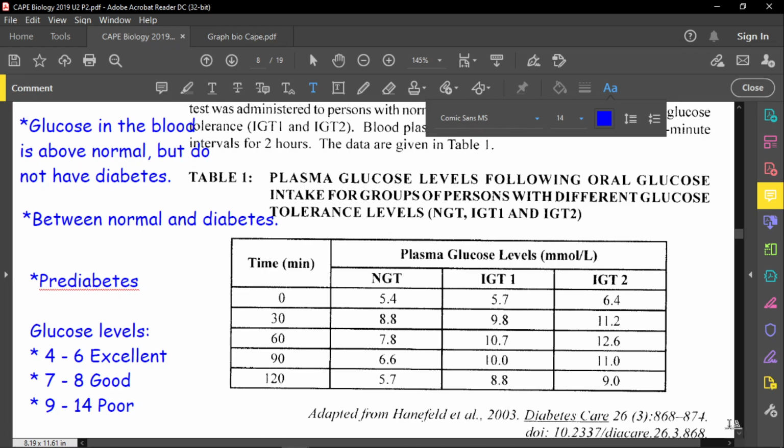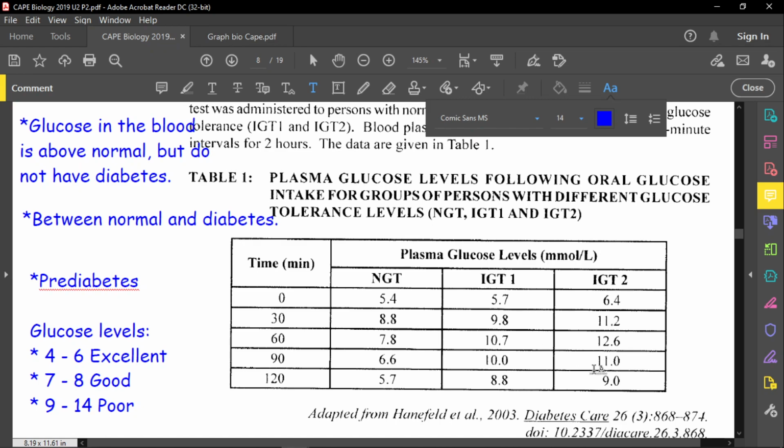Now, anything below 8 or up to 8 is really considered a good level. So once you have those levels, you consider yourself as being in good conditions. Once you go to 9 and above, then you have some concerns.